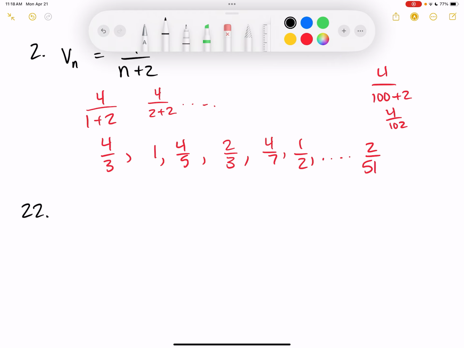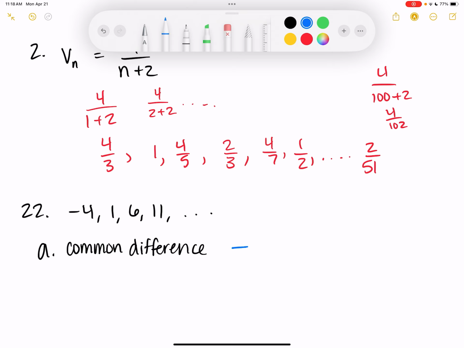But number 22: -4, 1, 6, 11, and so on. So what am I doing to get from -4 to 1, 1 to 6, 6 to 11? How am I getting there? What's the common difference between these things? Adding 5. Yep, adding 5. And so when it asks for the common difference, we would just say plus 5.